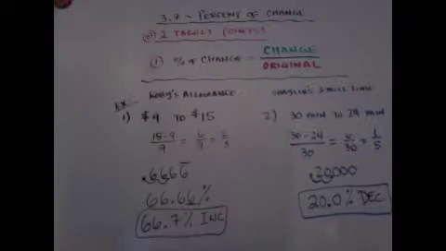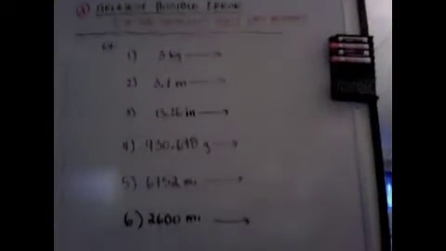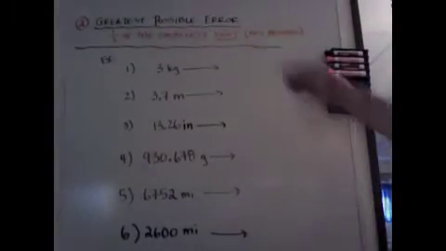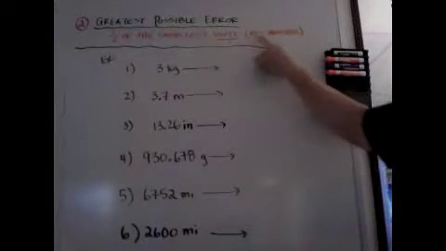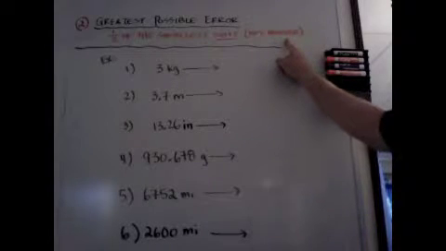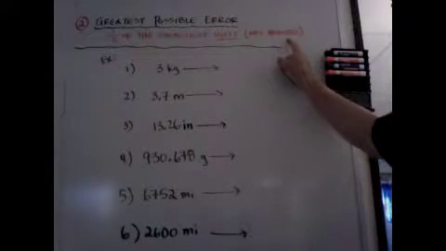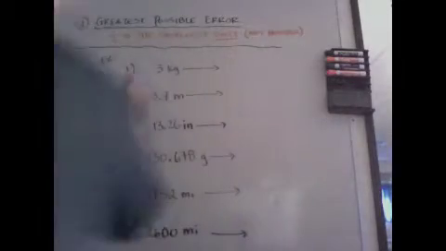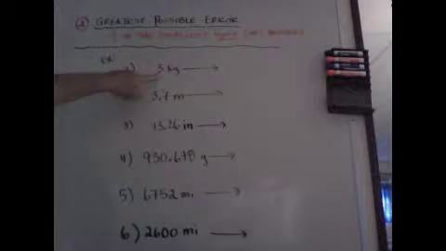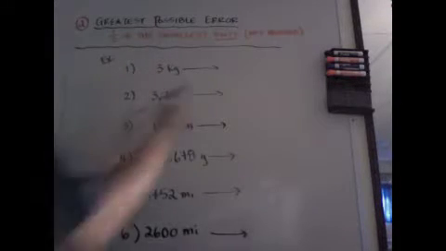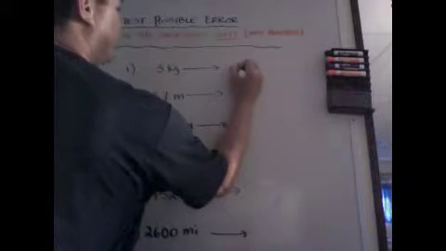The second learning target, or target point, is going to be the greatest possible error. I'm sorry if it's hard to see, but the greatest possible error is half of the smallest unit, not the number. It's half of the smallest unit. So in example number one, I have 3 kilograms. The unit is the ones unit. So half of 1 unit is going to be 0.5.